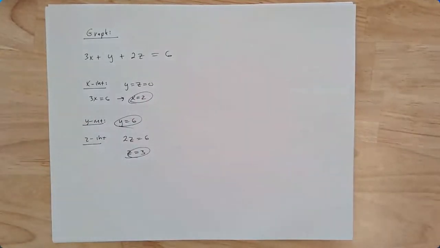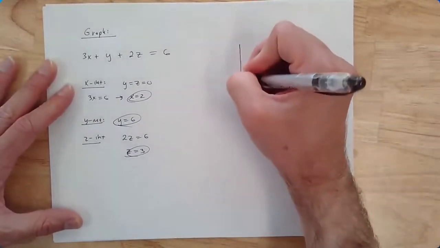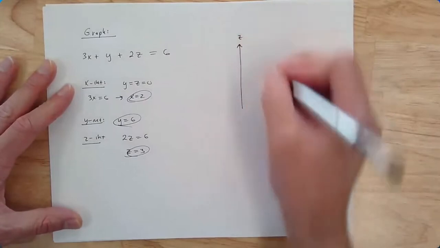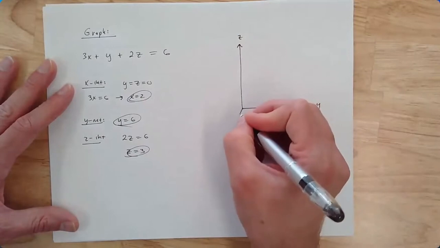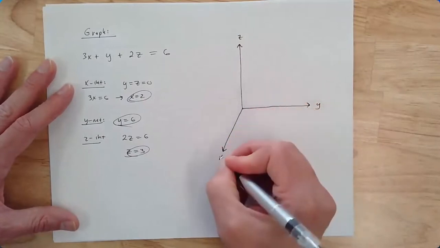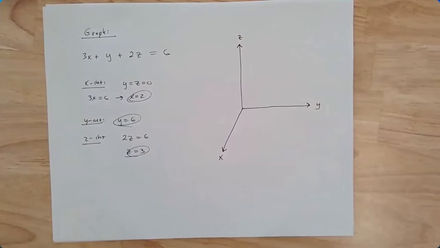Most people, when graphing in 3 dimensions, set up their coordinate system this way, where z is going straight up, y is going to the right, and x is coming out towards you. That is how most people in math draw their coordinate systems. In physics, it can be different.